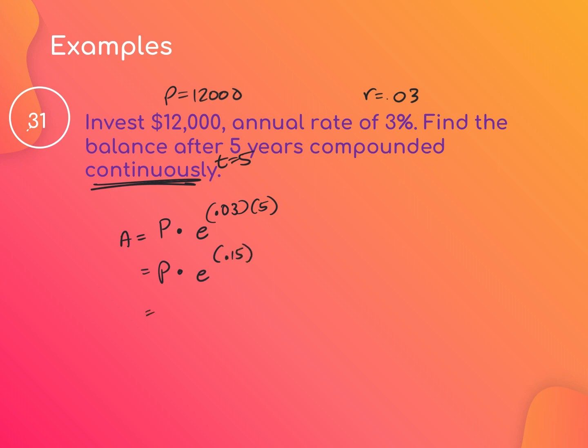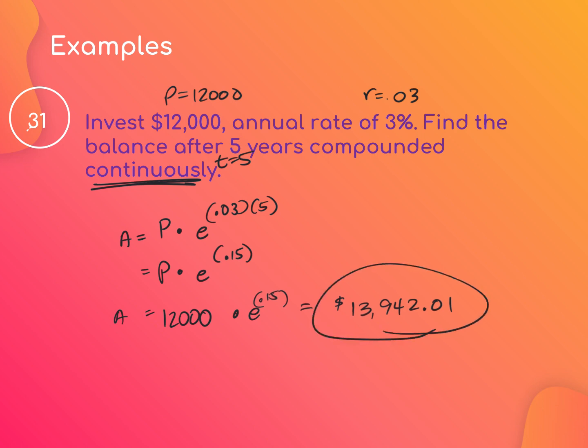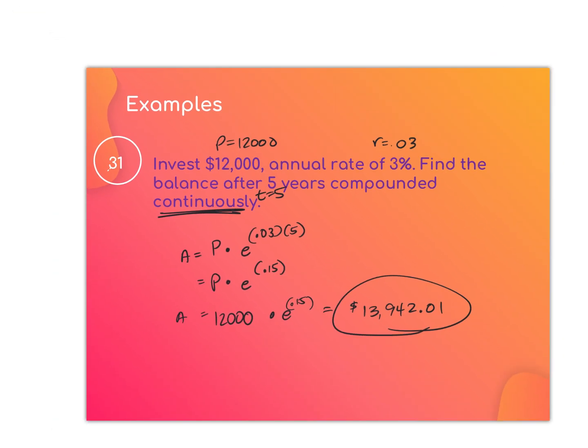So you're going to go to your calculator, right? You're going to do 12,000 times E to the 0.15 power. When I do E to the 0.15 power, I get something like 1.16 something, and then I'm going to multiply that by 12,000. Again, last thing I do is multiply by my principal. So 13,942.01. And that's the answer. So again, just know your formulas, memorize them, and know how to plug into them, and you have got this third section completely good. You're good to go.